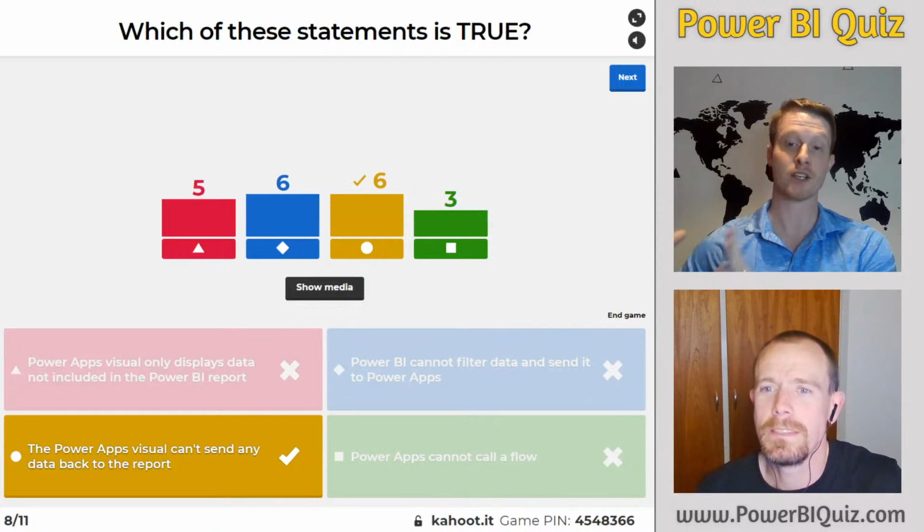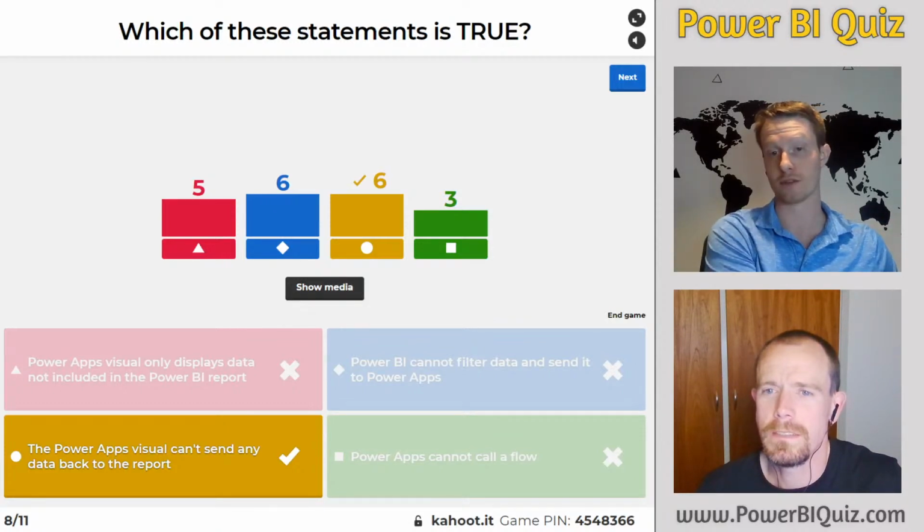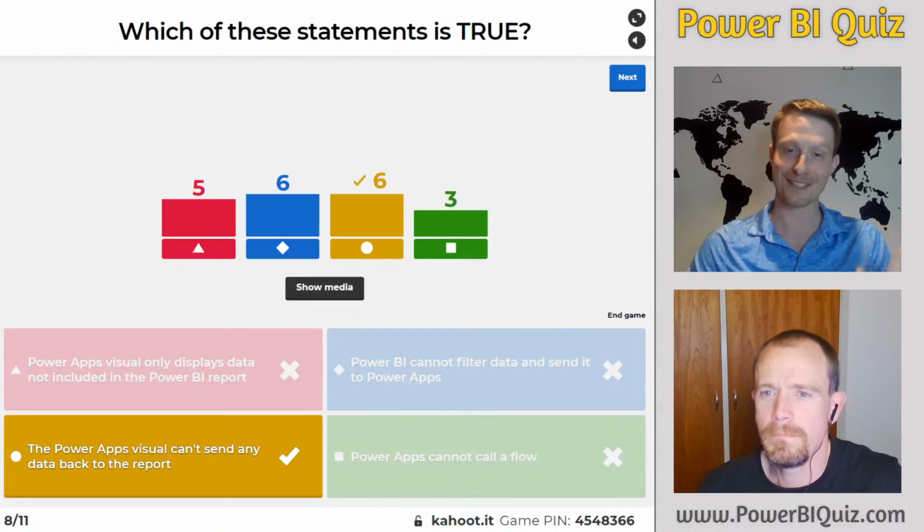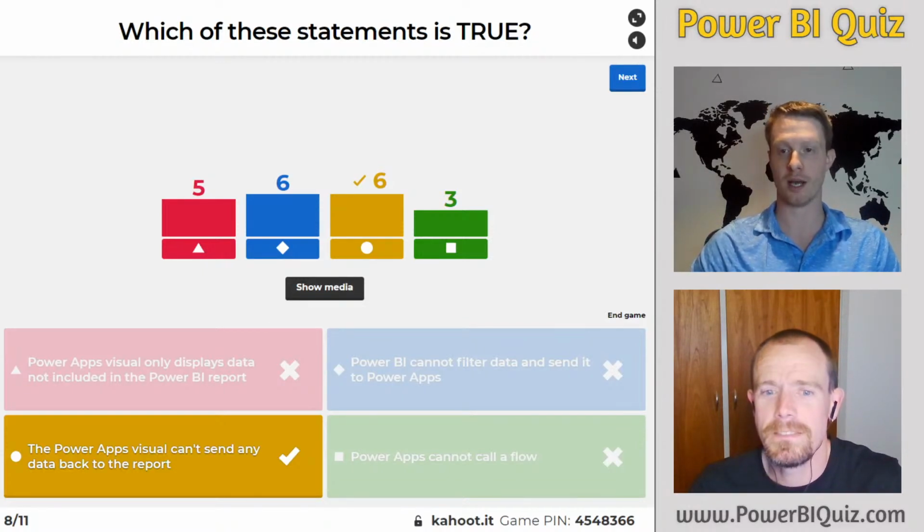So whatever is within that visual, it can't use that as a filter for the report. You can't see it. It can't cross filter other visuals. So it's a one-way stream. And Powerapps definitely can call a flow. One of the main features within Powerapps, for sure.